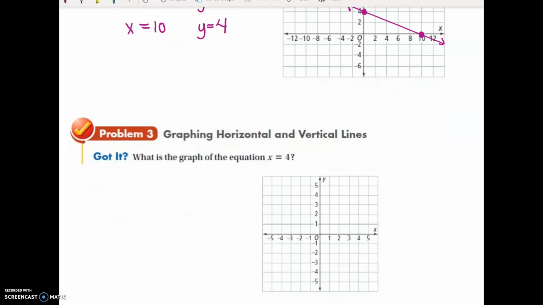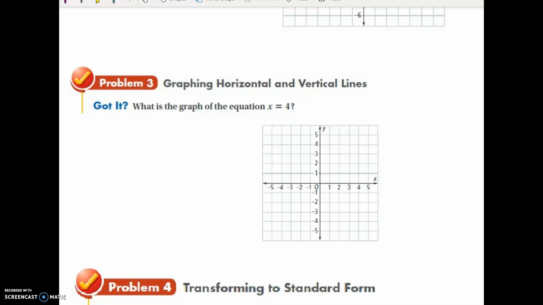So example 3 is, what is the graph of this equation? So here we have an equation of a vertical line. If it's vertical, it's going to be x equals a number. And if it's horizontal, it's going to be y equals a number. So that's just kind of a quick way to know if it's vertical or horizontal.